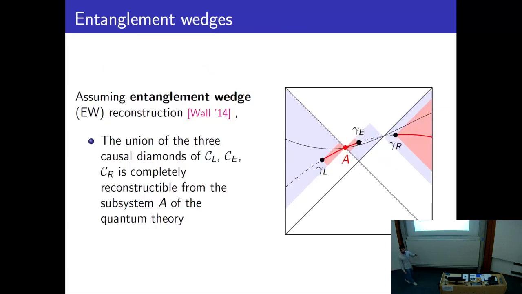Now that I defined how to find extremal surfaces, I would like to assume that entanglement wedges are something that should be very general in holography and not some specificity of AdS/CFT. If I accept this idea, I'm led to the fact that the state of everything happening in these red segments should be completely encoded in the subsystem A of the quantum holographic theory.